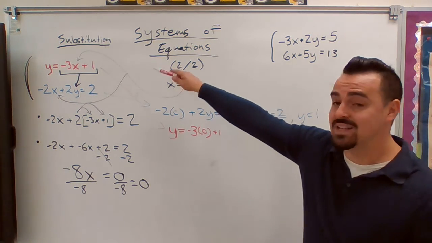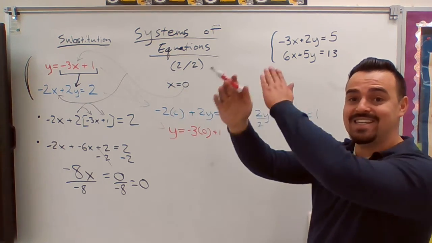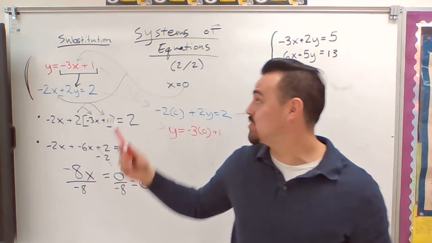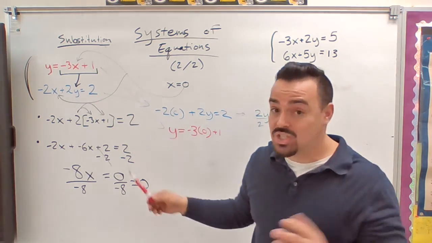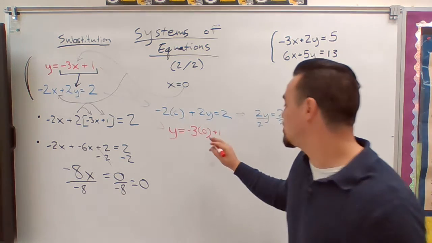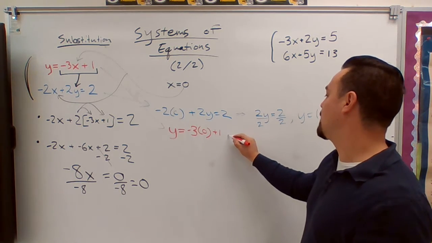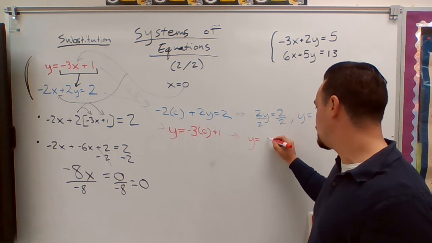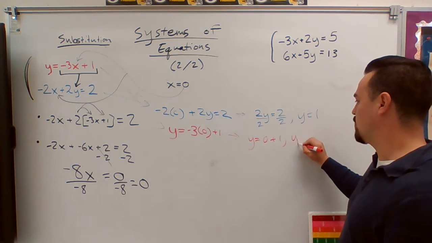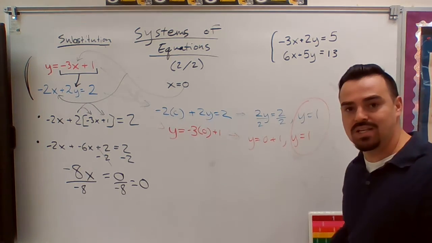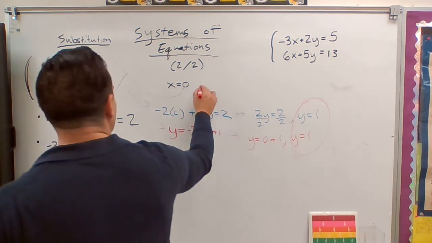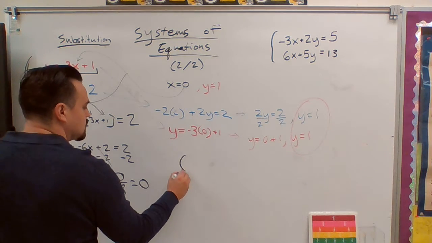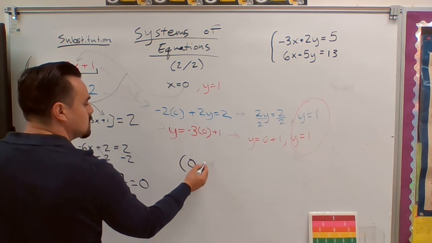Remember, both of those lines are intersecting at the exact same point. They share the exact same y and x value. So if they share this x value, then they should share the y value. This linear relationship should also equal 1. Let's see. That's going to become y equals negative 3 times 0 is 0, plus 1, or y equals 1. In both cases, we've got x equals 0, y equals 1. So our answer is going to be (0, 1).